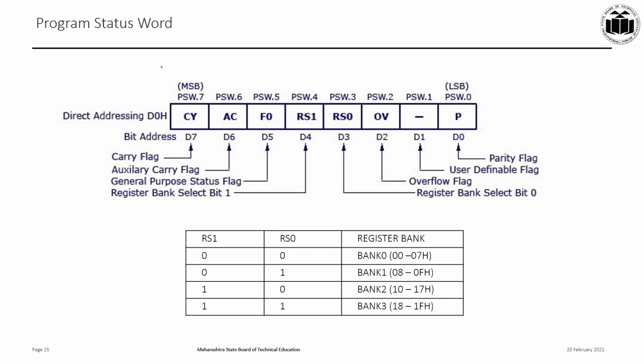Parity flag, which is the D0 bit. It is a parity flag and it shows the parity of data which is stored in the accumulator. If the number of ones present in the accumulator is odd, then this flag is set to 1. This flag is reset for an even number of ones present in the accumulator. The parity of the data, including the parity bit, is always even. Hence, this flag can also be used as an even parity flag.